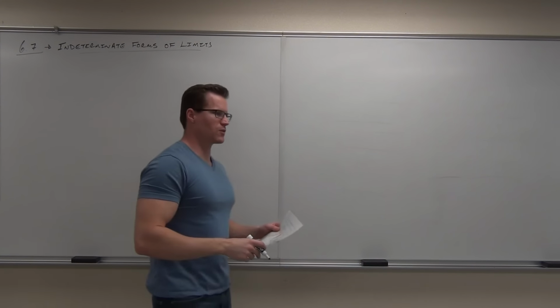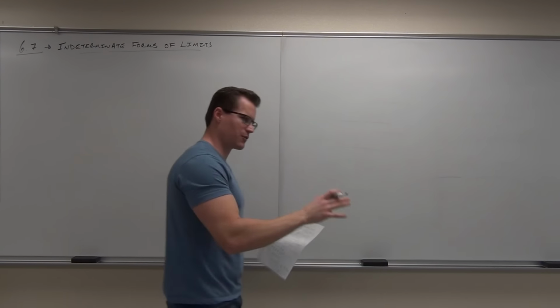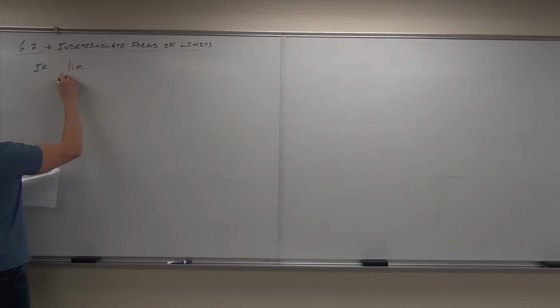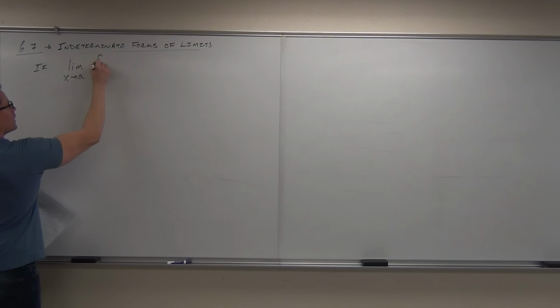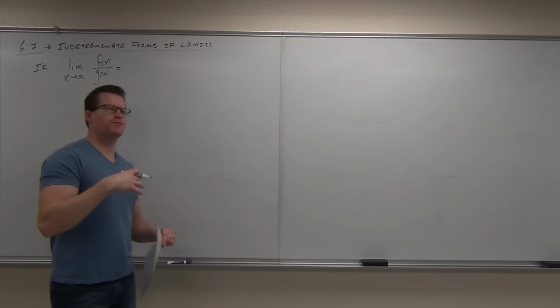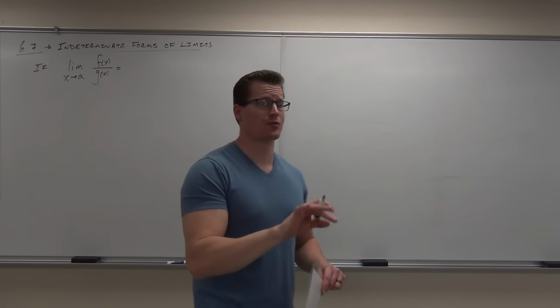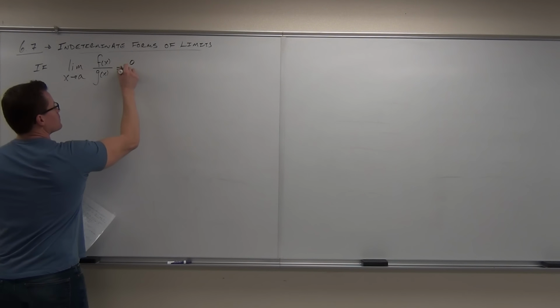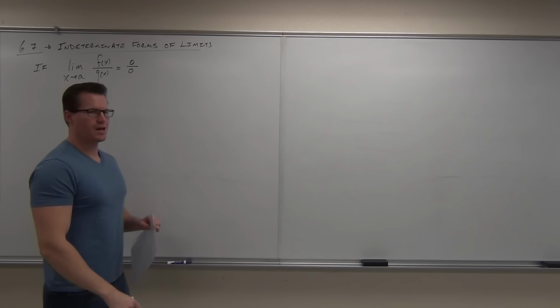Here's what an indeterminate form is, one of the first ones. An indeterminate form is something like this. If we've got a limit as x approaches some number of a function of x over a function of x, and if when we evaluate this limit, you guys have seen this before, trust me, in your Calculus 1 class, and it gives us 0 over 0. Have you ever seen those before?